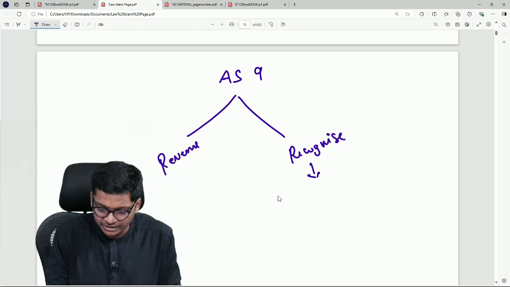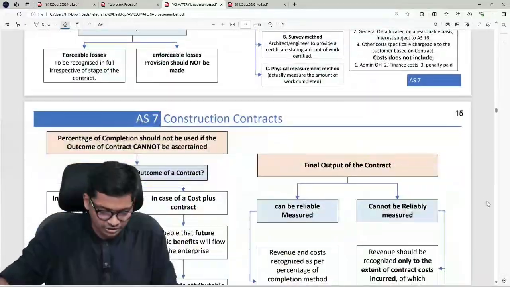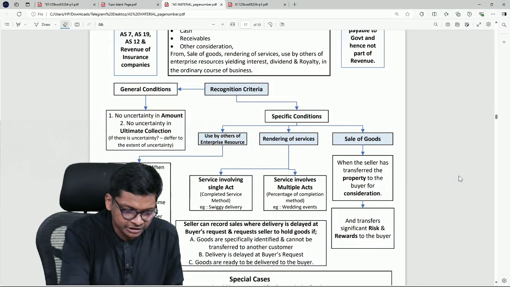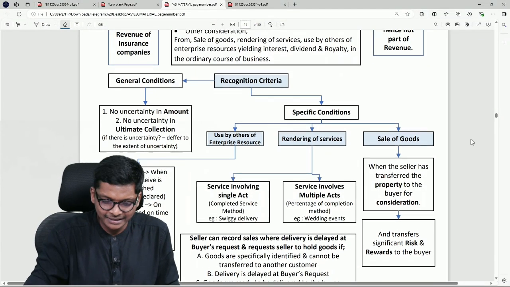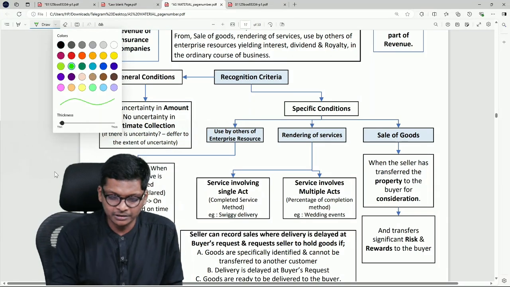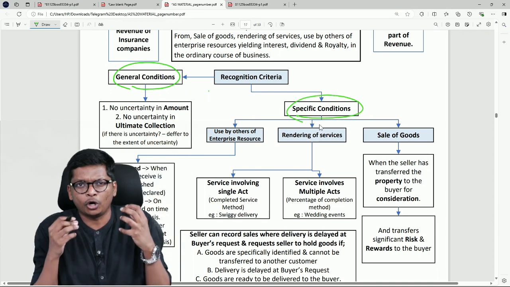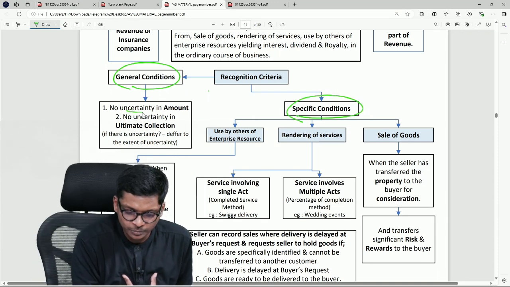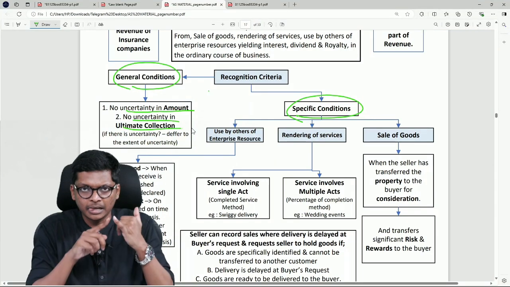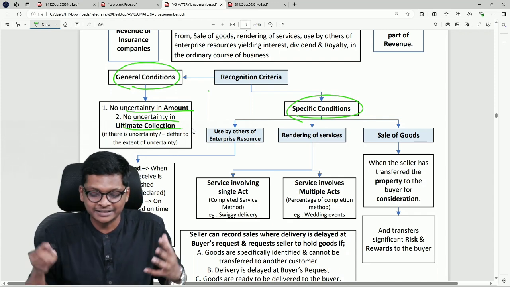Revenue recognition depends on, if you just go to AS9 notes guys, if you look at this, recognition of revenue predominantly depends on what we would have studied already. Revenue recognition depends on two things, general conditions and specific conditions. General is for all sale of goods. General means there should be no uncertainty in amount, no uncertainty in ultimate collection. Here amount is certain, ultimate collection is certain because sale is done, payment also is received.